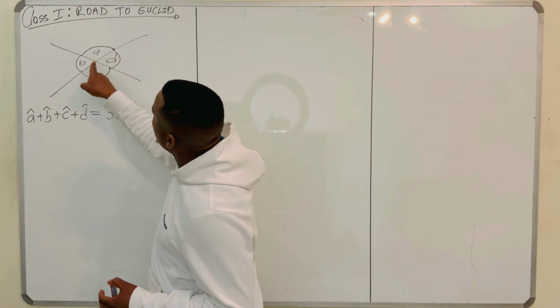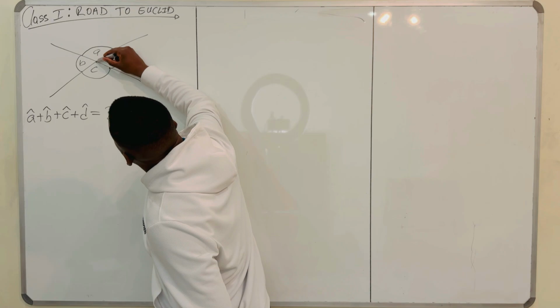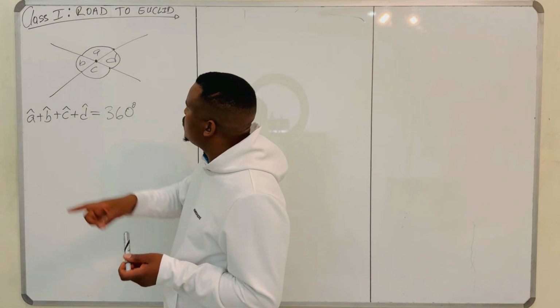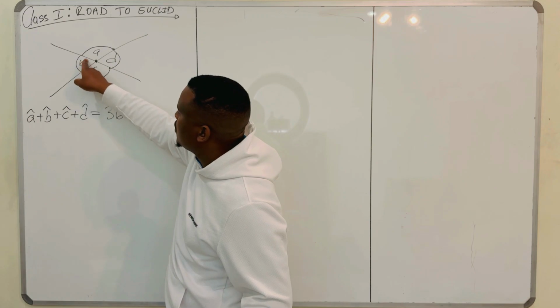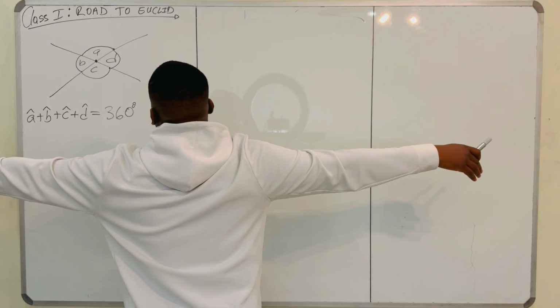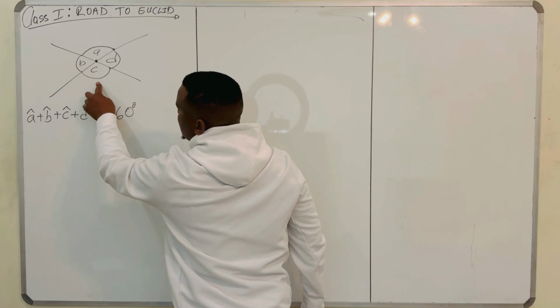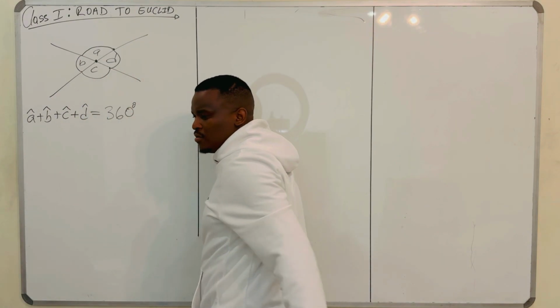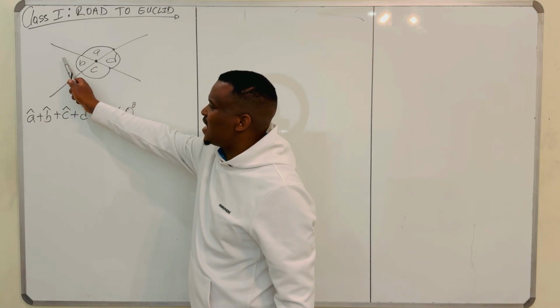So you have added all the angles that are around this point. Because you see on the northern side you have A. On the, what is it? This is the eastern side. On the western side you have B. You have C. You have D on the east. That should be the western side.